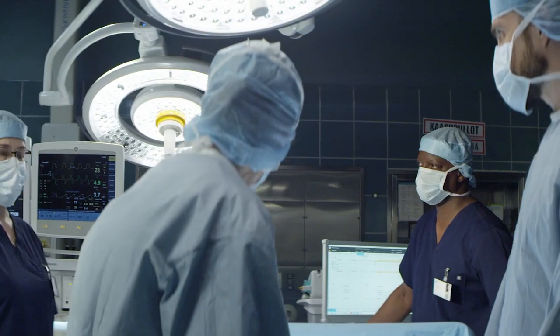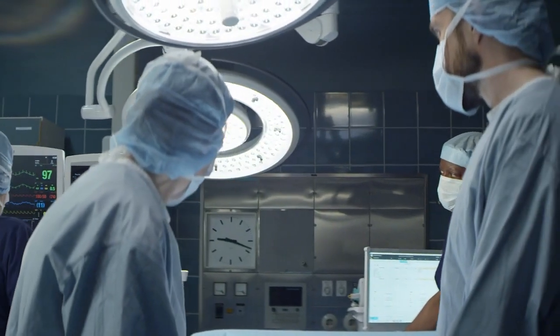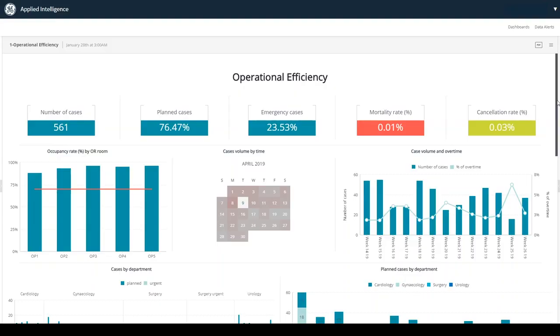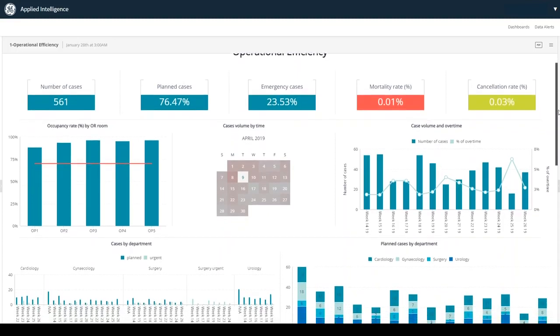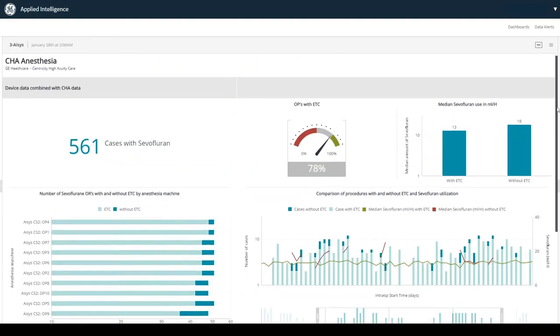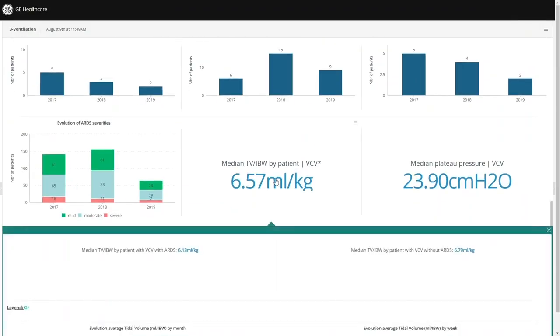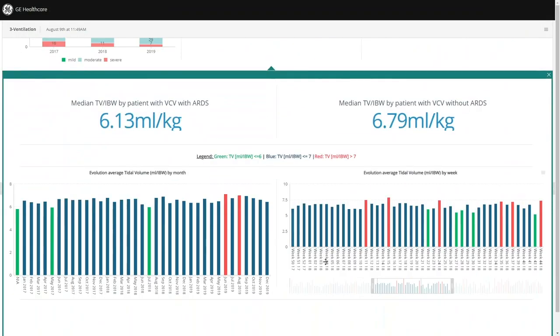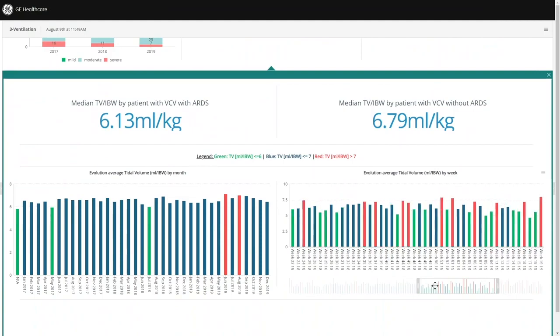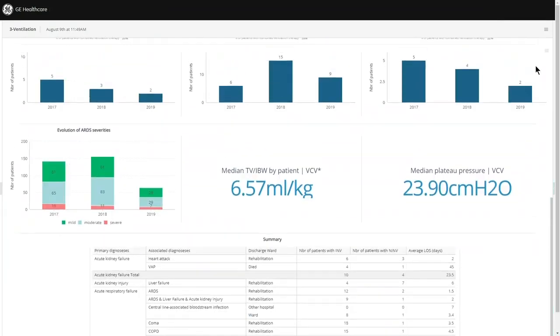Centricity High Acuity data is available for clinical research and quality analyses. For example, the Operational Efficiency Dashboard and the Controlling Cost Efficiency Dashboard provide deeper insights. Lung protective therapy can now be monitored across the anesthesia and ICU departments to determine how many patients received optimized ventilation.